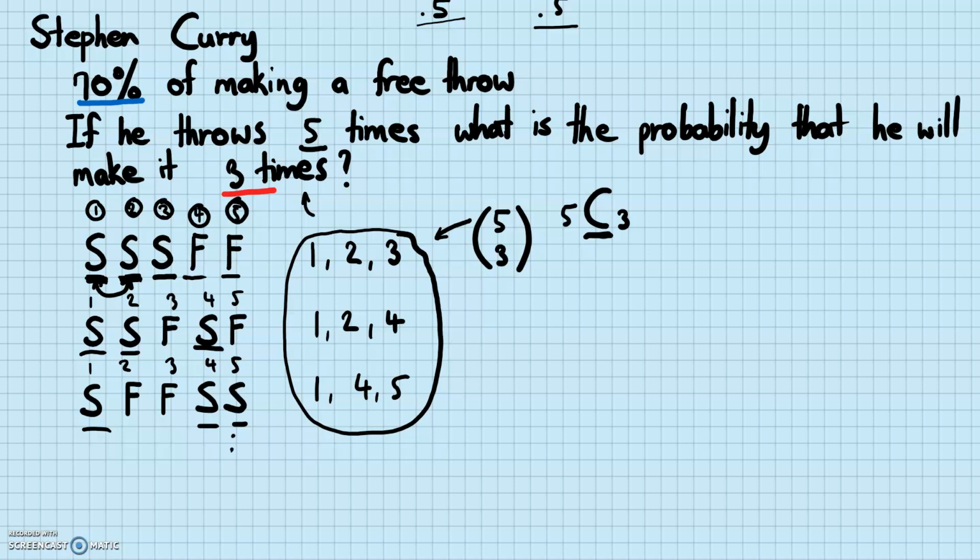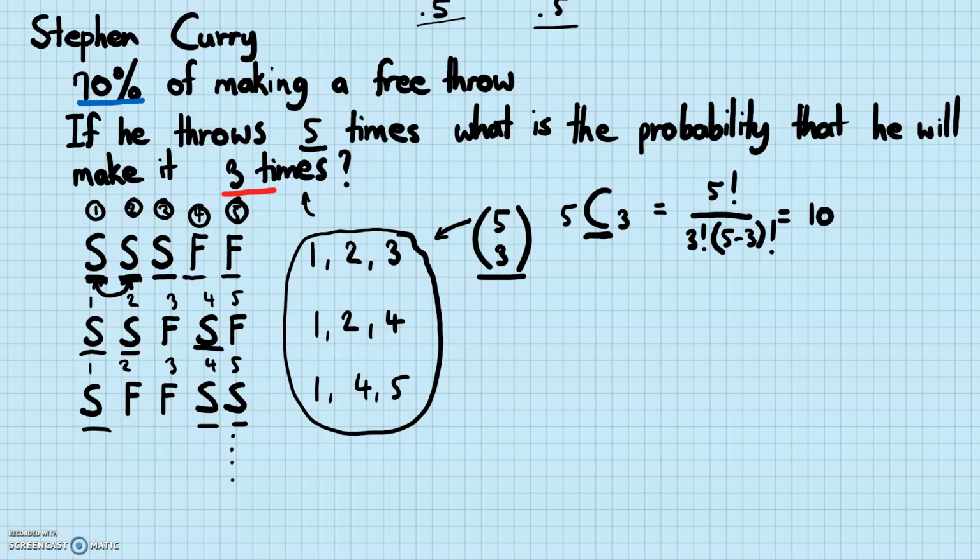And if you find all the different ways of picking 3 successes, that will be this number right here. And just a reminder, that is 5 factorial over 3 factorial times 5 minus 3 factorial. And that actually equals 10. So there are 10 different ways for Stephen Curry to make 3 baskets, given 5 tries.